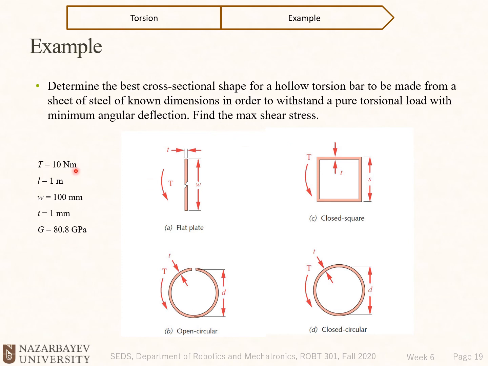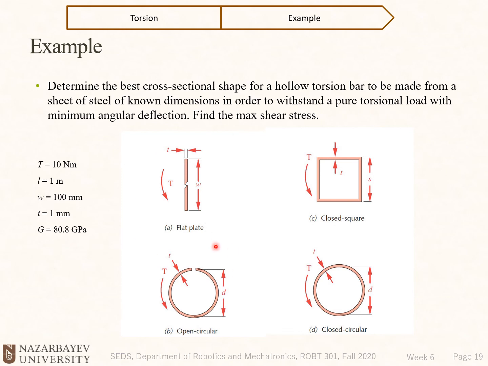So T is equal to 10 newton meters, L is 1 meter. This is the length of the bar. Okay, so this is a cross section, for example, here for the closed square. What is the length of the bar? The length of the bar is 1 meter for all of these. t, the thickness, is 1 millimeter, and G is constant for all of these because they are made of the same material.